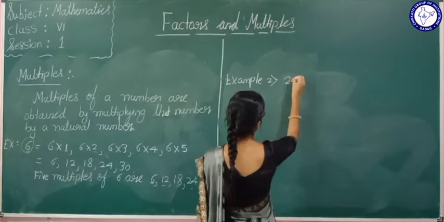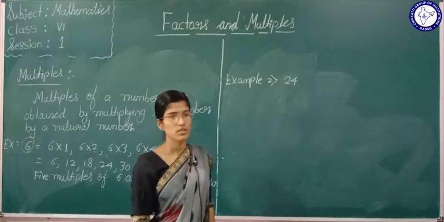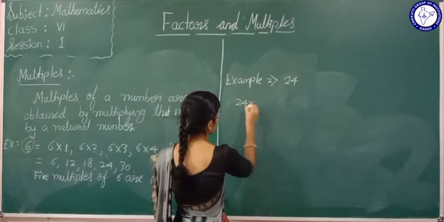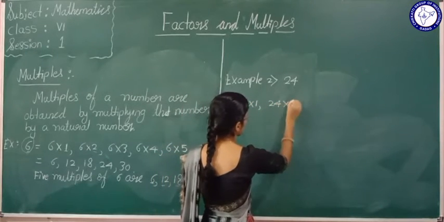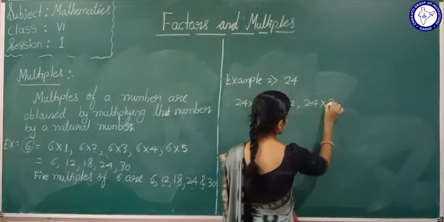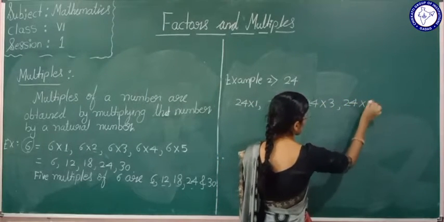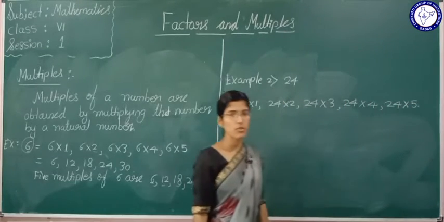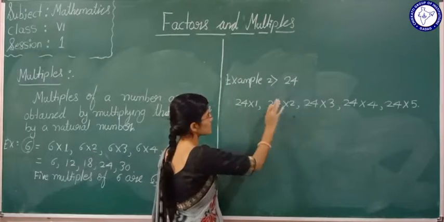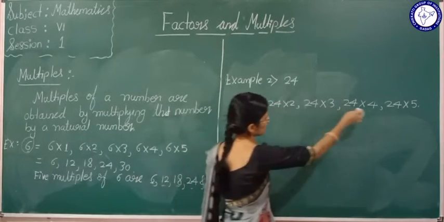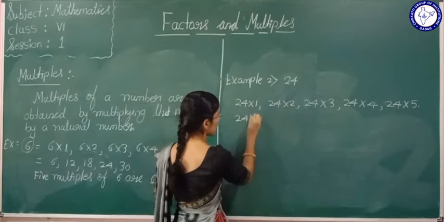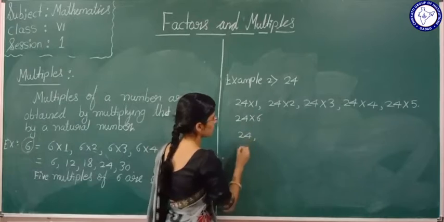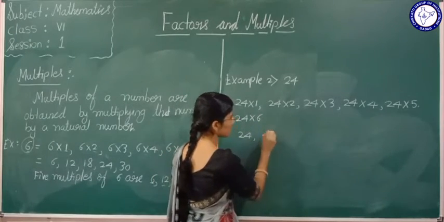Say 24. I want 6 multiples of 24. Simple. What we have to do? 24 multiplied by 1, 24 multiplied by 2, 24 multiplied by 3, 24 multiplied by 4, 24 multiplied by 5. How many multiples did I ask for? I want only 6 multiples, right? So I have to multiply up to 6. Now see, 24 ones are 24, 24 twos are 48.